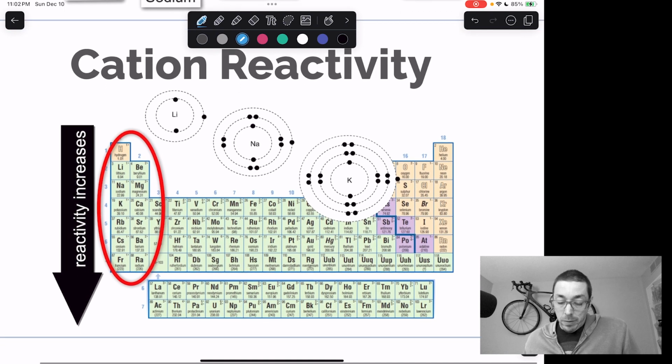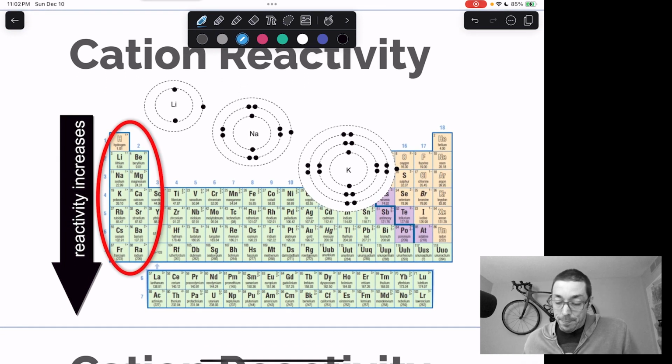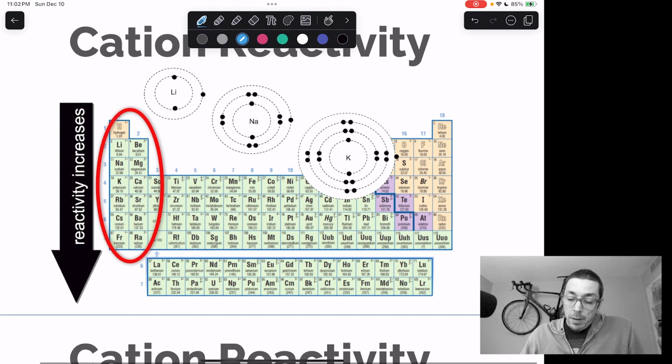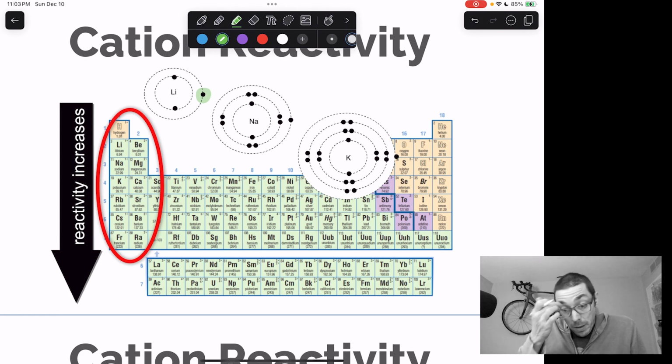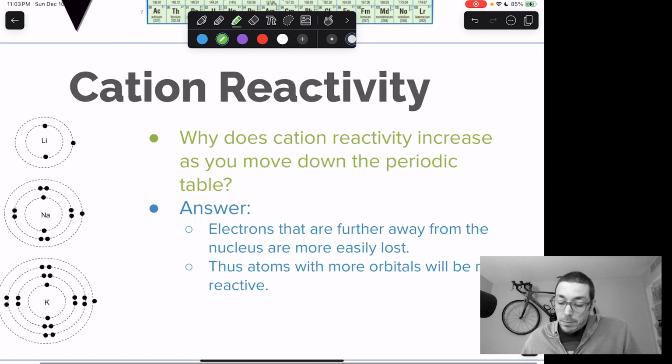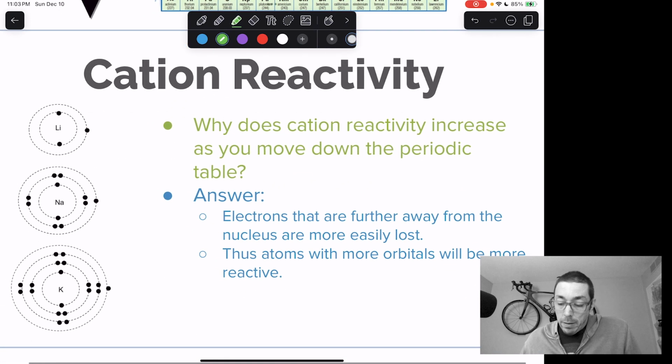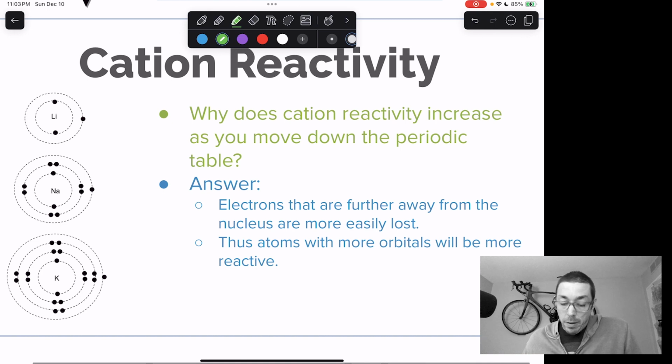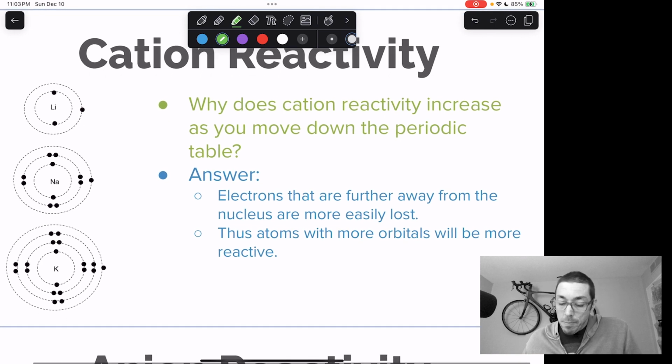So reactivity increases as we move down the table. And you can see the valence electron here is much closer to the center for lithium, gets farther away for sodium, gets farther away for potassium. So it's being held less tightly. It's more easily able to leave, which is what a chemical reaction is all about, electrons moving around. And so there's your answer for why reactivity increases. We've already answered that just now, so we'll keep going.